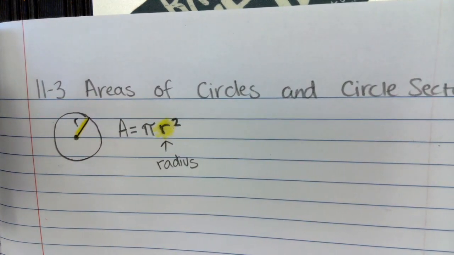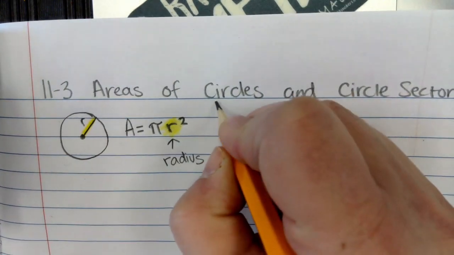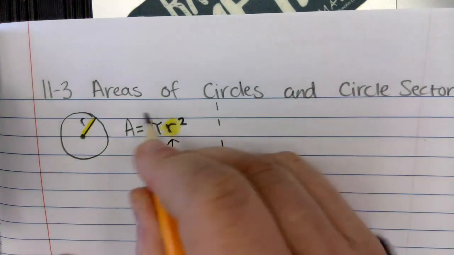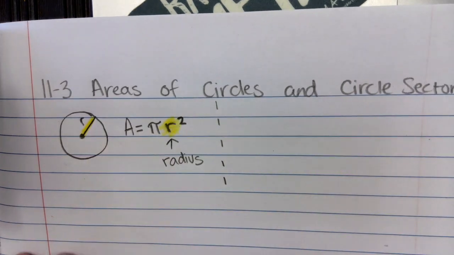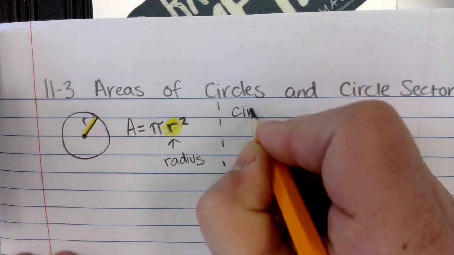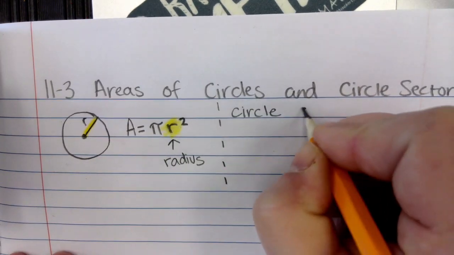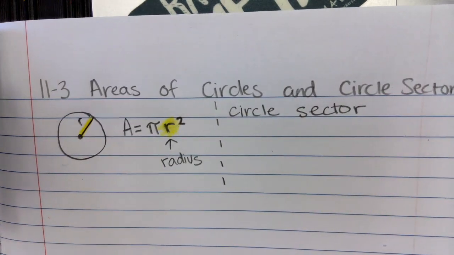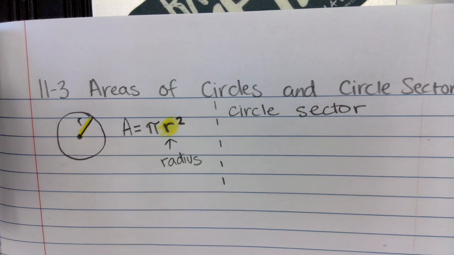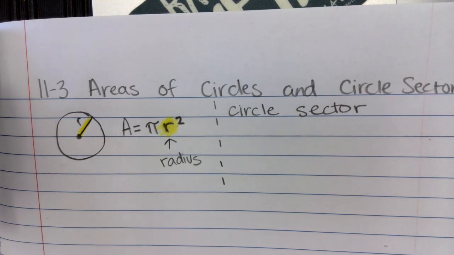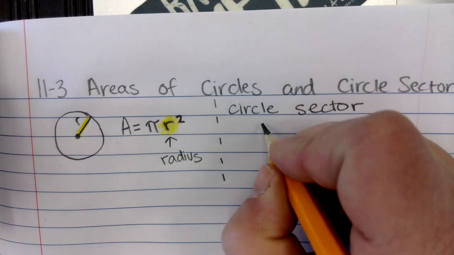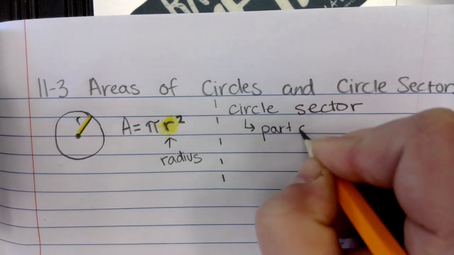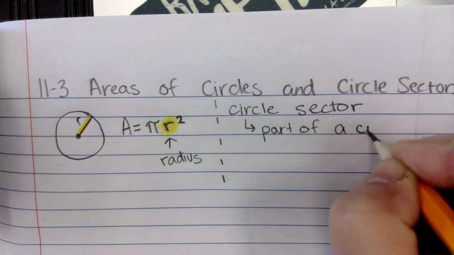Alright, the other thing we're doing today, this is if I have a whole circle. The other thing is if I have a circle sector. What does that word sector kind of look like to you, or when you think of a sector? Like a section? So part. So this is part of a circle. So I only want to know just part of the circle, not the whole thing.